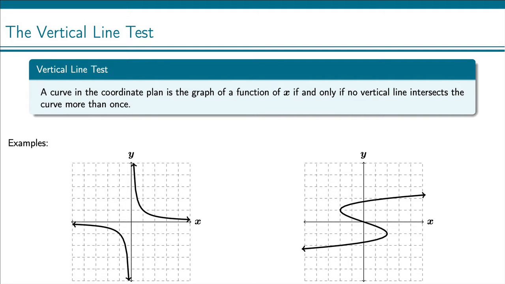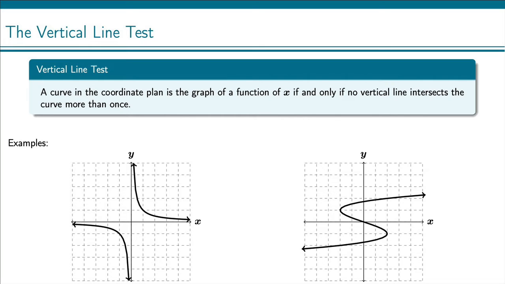The vertical line test is a way that we can look at a graph of a function and determine if it represents a function of x. Now, this goes back to the definition of a function. A function is where if you plug in an x value, you get one and only one y value. And so graphically what that means is for each x value, there can only be one y value.